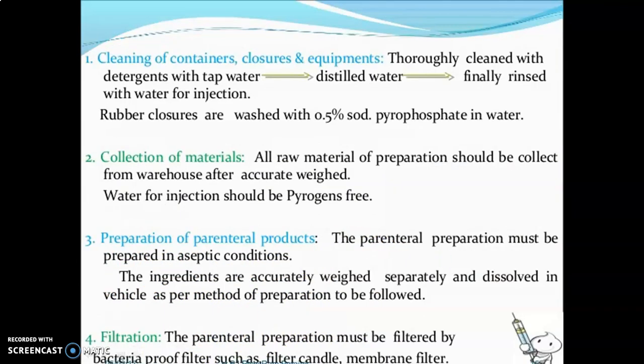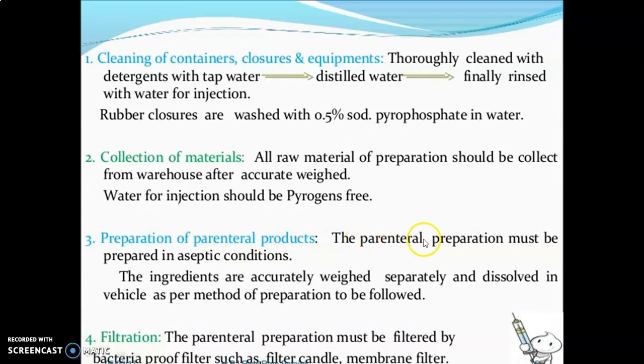First of all, cleaning of the containers, closures and equipment. They are thoroughly cleaned with detergents, with tap water, then distilled water, and finally rinsed with water for injection, that is WFI. Rubber closures are washed with 0.5% sodium pyrophosphate in water. Then collection of materials. All the raw materials of the preparation should be collected from the warehouse after accurate weighing. Water for injection, that is WFI, should be pyrogen free.